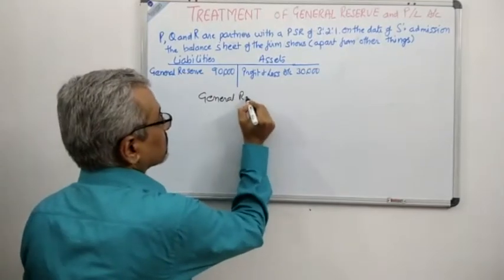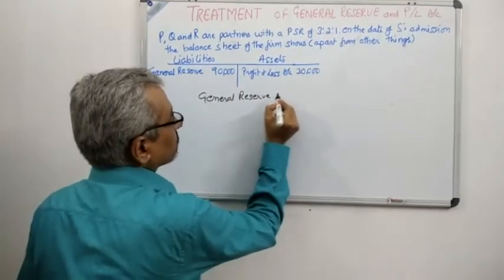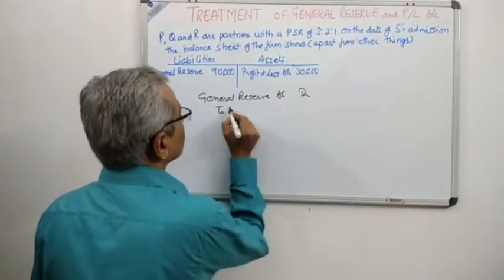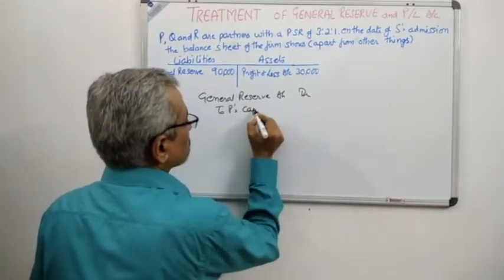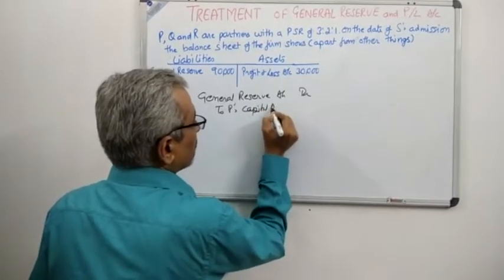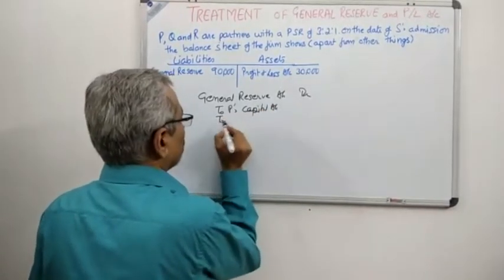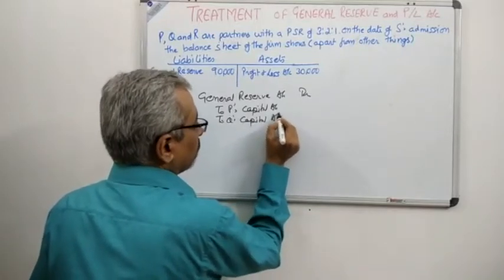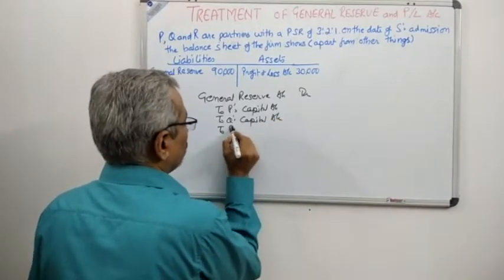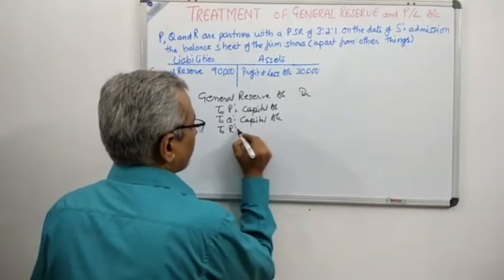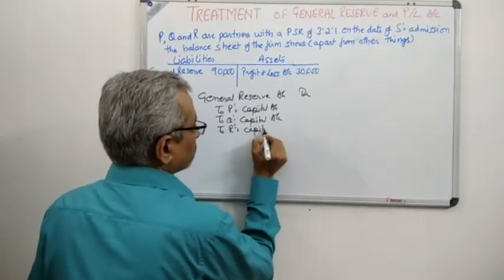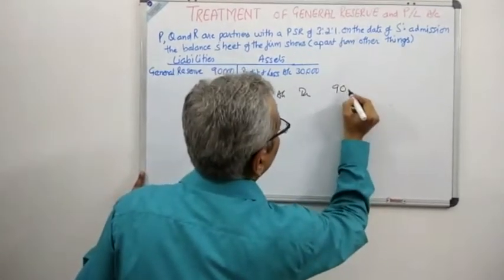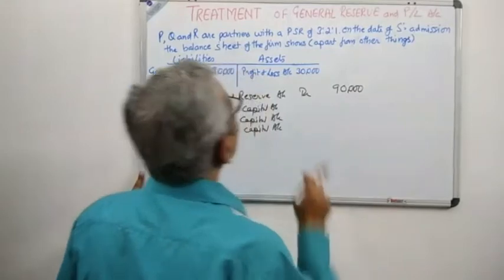So the first journal entry over here will be general reserve account debit to P's capital account, to Q's capital account, to R's capital account. What is the amount? General reserve 90,000. How will it be distributed?